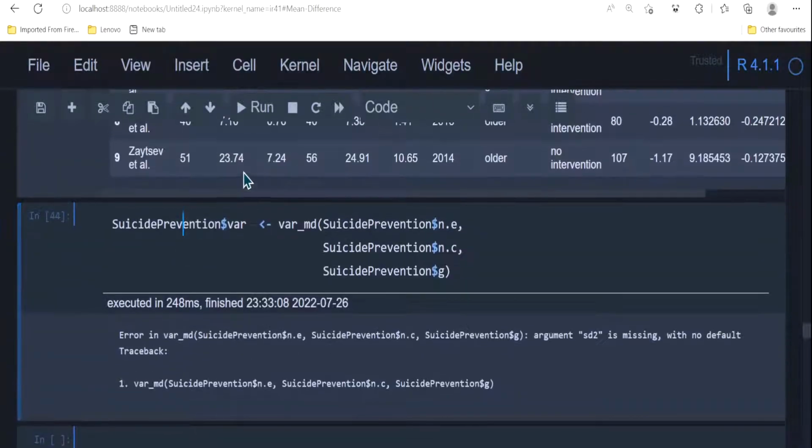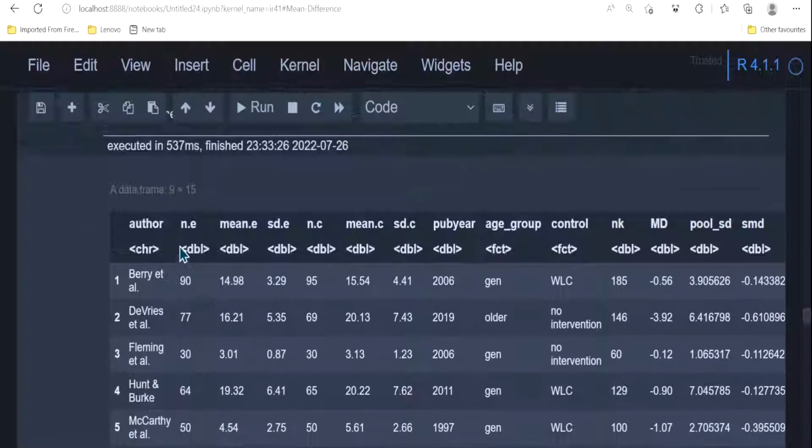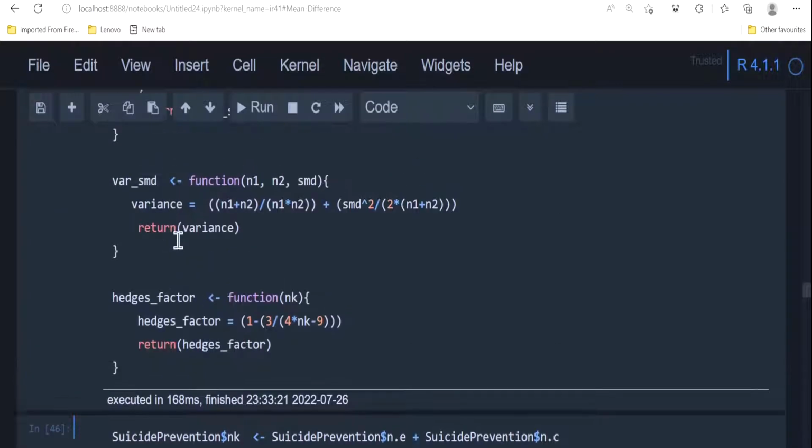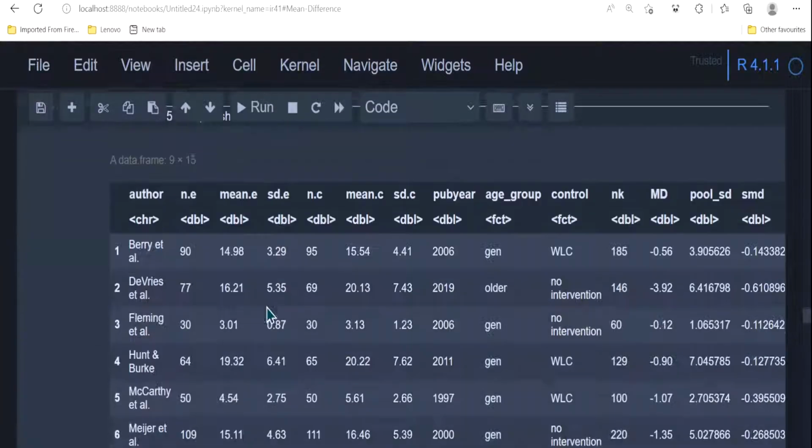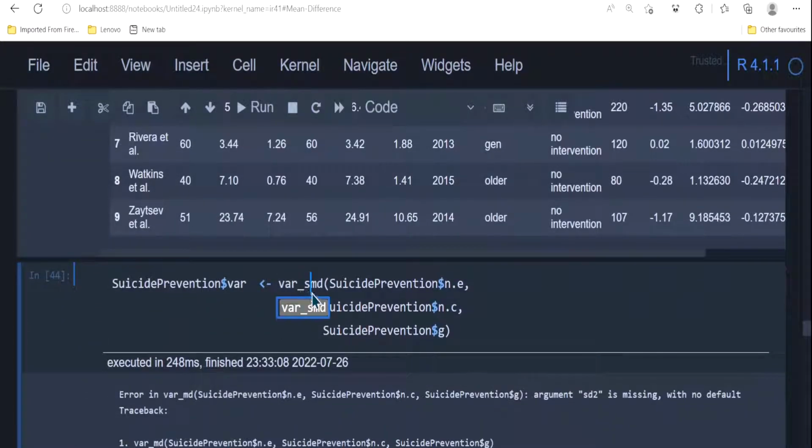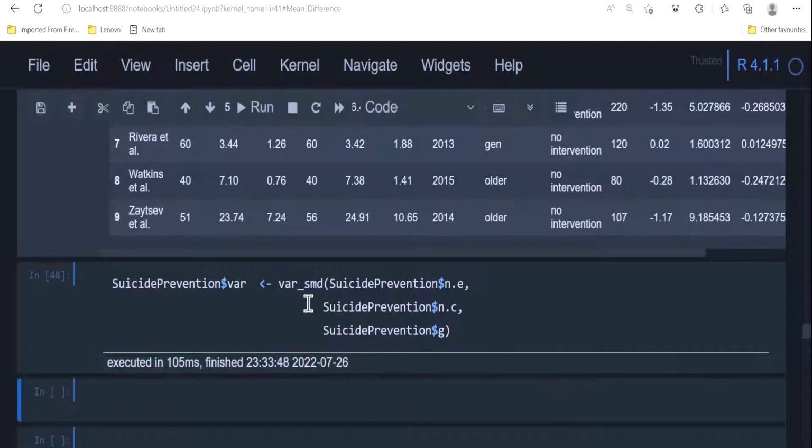Now it should work, I believe. So variance MD, or maybe I have a different name. Oh yeah, okay, that's variance SMD. It's the variance for the standardized mean difference, HSG. Now I should be able to get my variance.